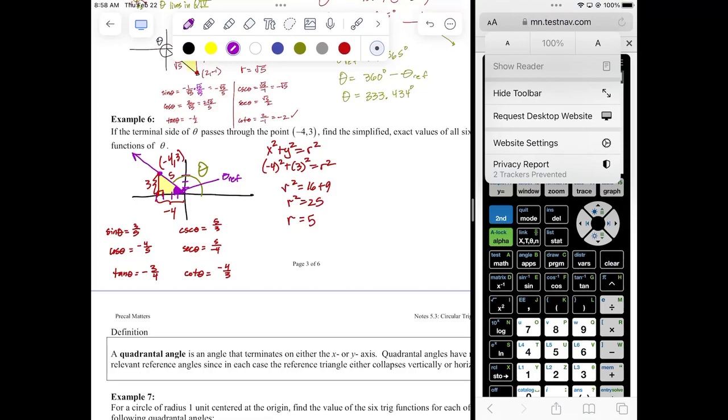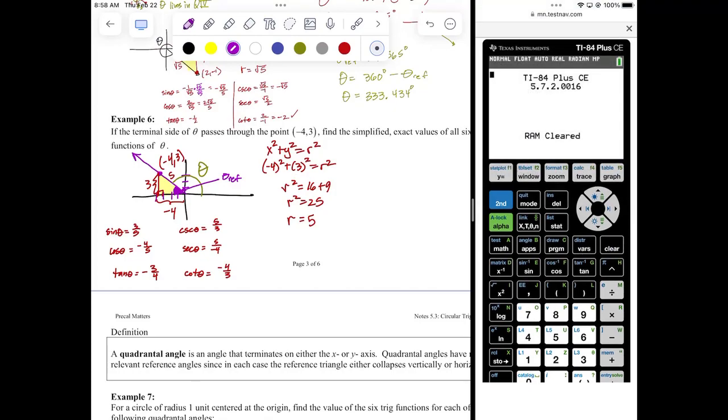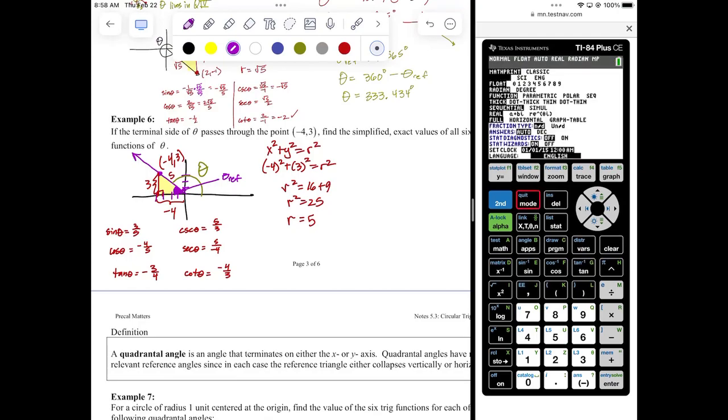It's a little more intuitive to stay in degrees. If we need to convert it to radians, we know all we have to do is multiply by pi over 180. So what's the first thing we do? We check our mode, right? Go to mode and check down there where it says radian, degree. Radian is highlighted, right?